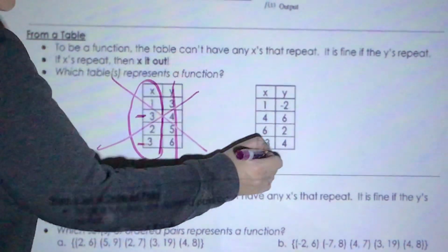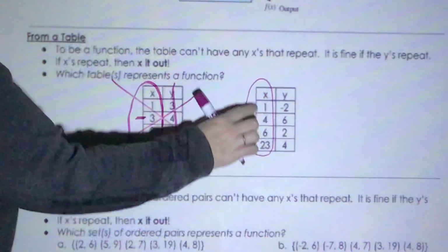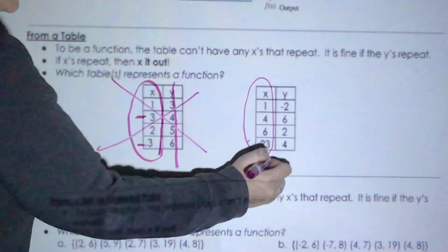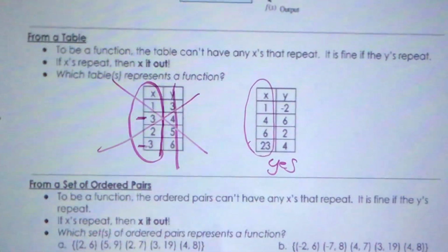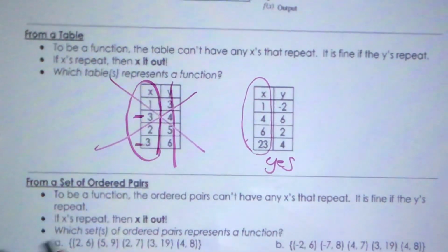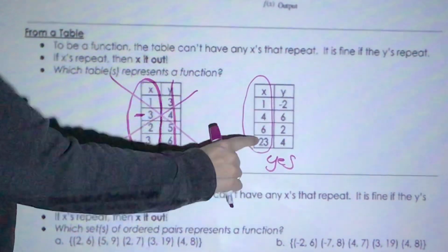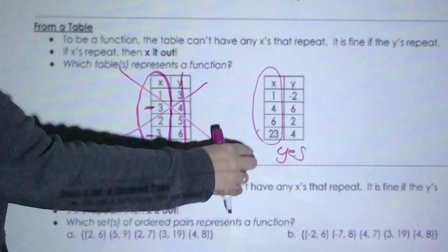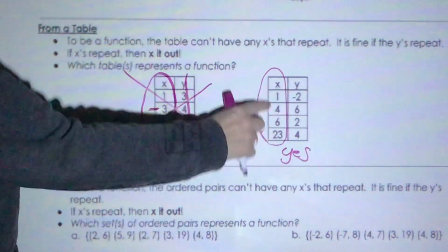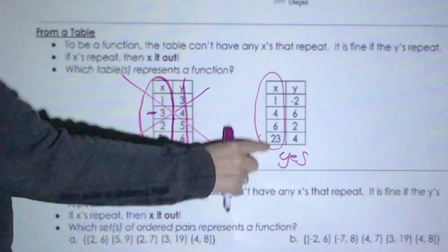Over here, if we look at our x's, none of them repeat. So this is a function. So yes, this is a function. You don't need to figure out what happened inside the machine. You just have to know that yes, this is a function. And some machines change what they do, but here you don't have any x's repeating. That's all you're looking to see.